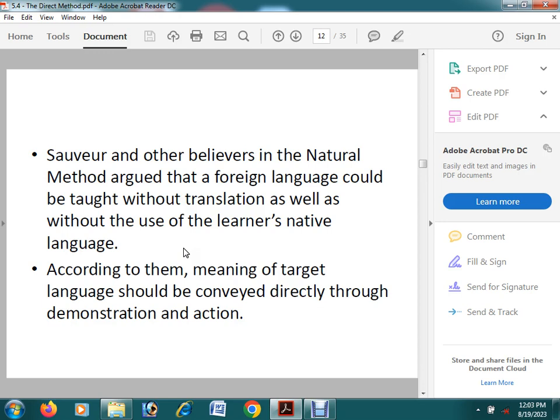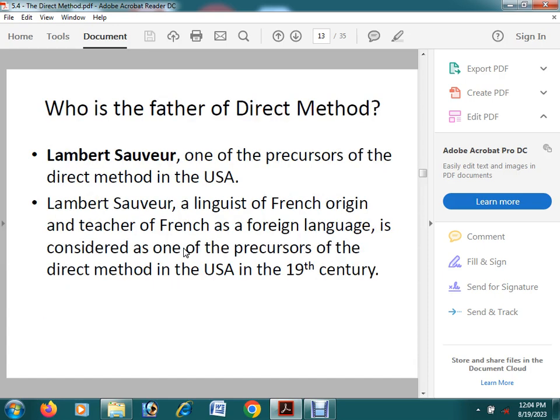This is the positive side and also the negative side. Every English word cannot be described and explained properly with the target language. Okay, so Sauvé said that the meaning should be conveyed directly through demonstration and action. So in that case, we can say that Lambert Sauvé is the precursor of the direct method.